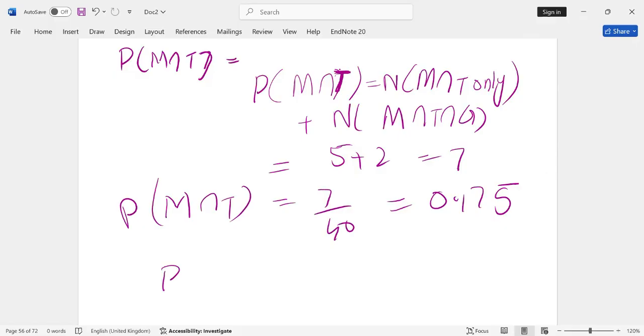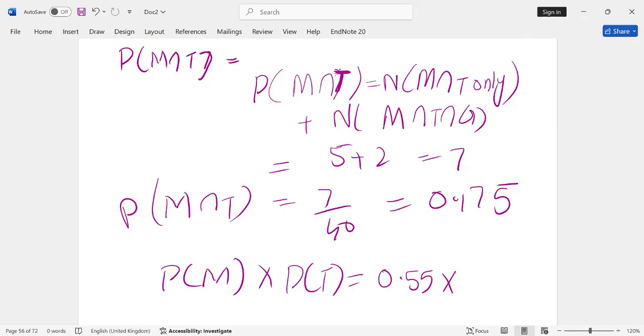And to check for independence, we have P of M multiplied with P of T, that is equals to 0.55 multiplied by 0.40 equals to 0.22. So for the events M and T, 0.22 is not equals to 0.175. The events M and T are not independent. So this is the required answer for this question.